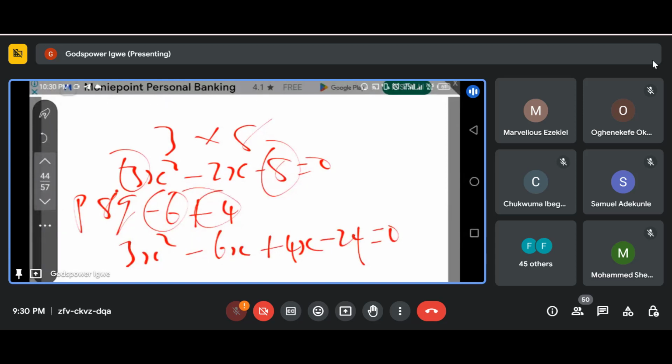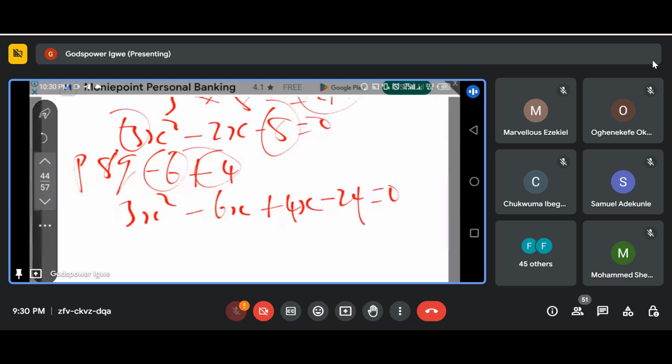The constant is the one that does not have an x. So if you multiply that, it gives us 24. We will now start looking for, instead of numbers that multiply to give 8, numbers that multiply to give 24. That's how we came with this number.